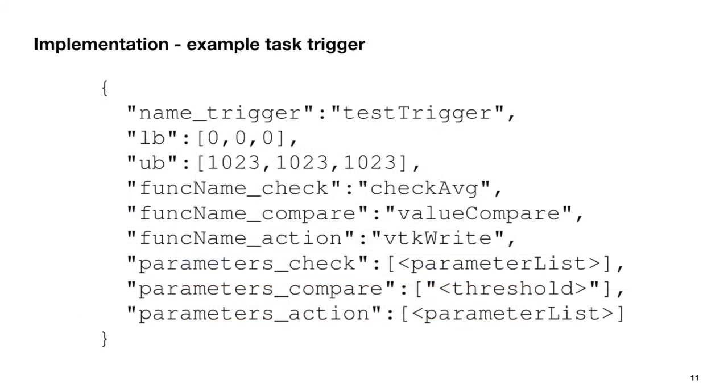This figure shows an example of a configuration file for an in-staging task trigger. One task trigger includes several tasks executed at the data staging service. The name of the trigger represents the identifier of a specific trigger. In particular, when the metadata in a specific domain is updated, the function with the name checkAverage is executed. This function may check the average value of the raw data located in this domain.